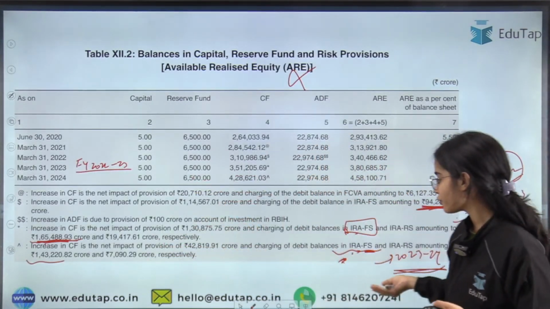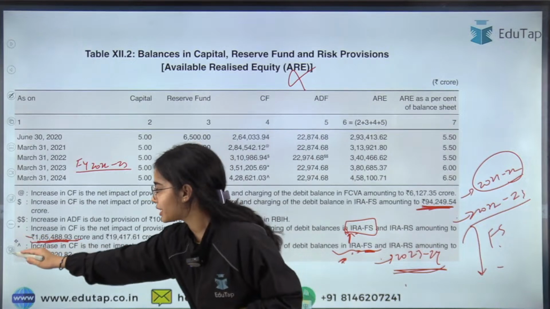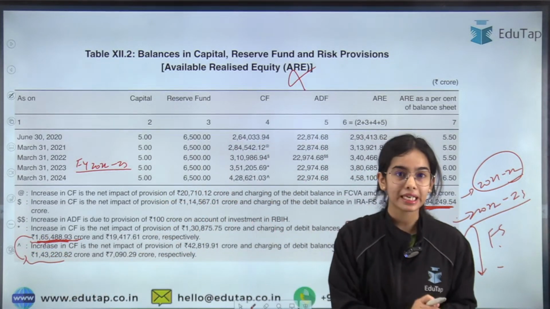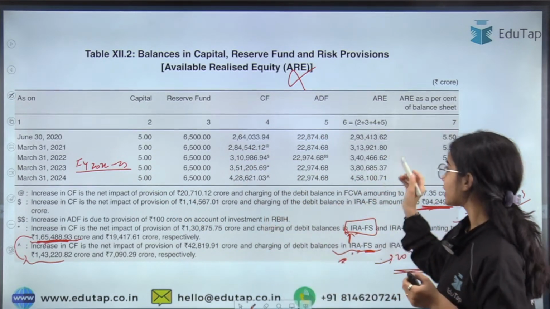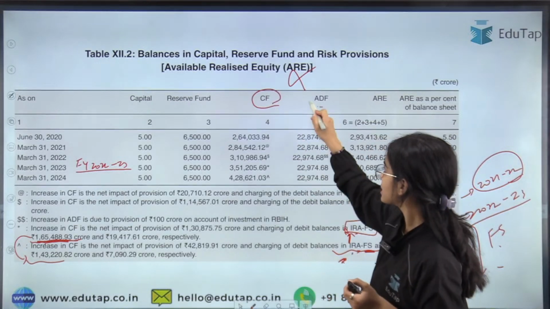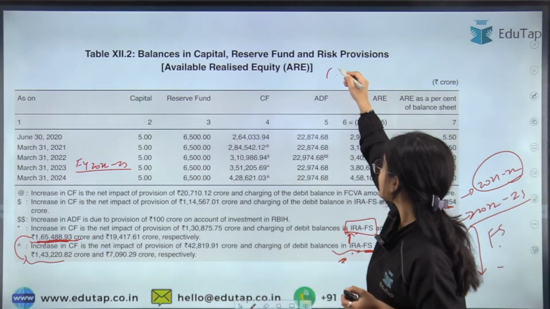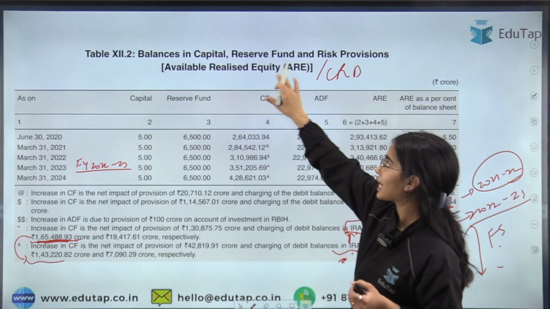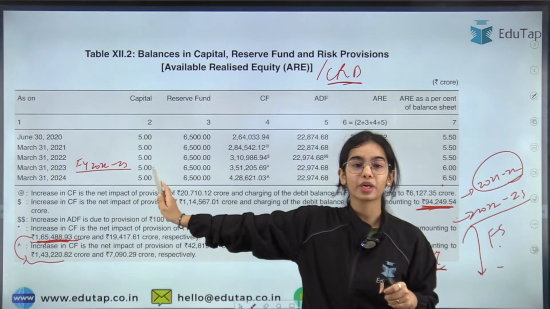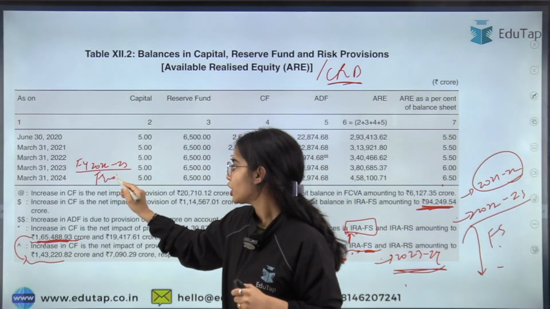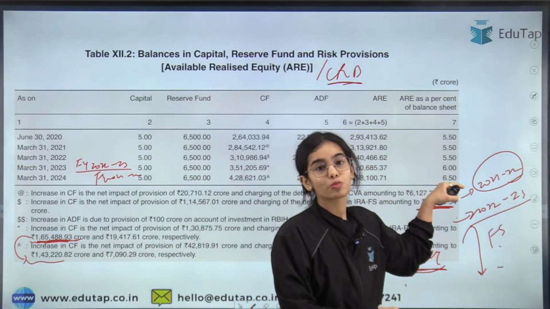In 2023-24, the foreign securities actually did better. That's why the risk reduced, so the risk provisions also had to be maintained less, and the previous risk provisions accumulate. Here you can see that the contingent risk buffer, or the available realized equity, has to be kept at 6.5% for the financial year 2023-24.